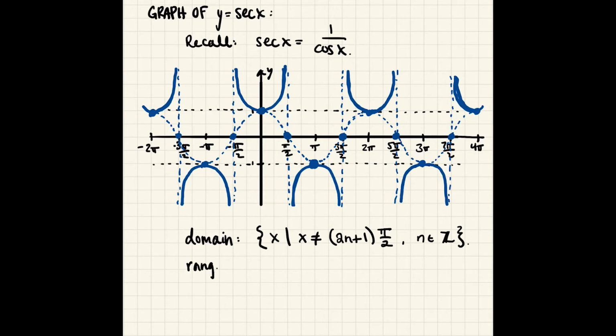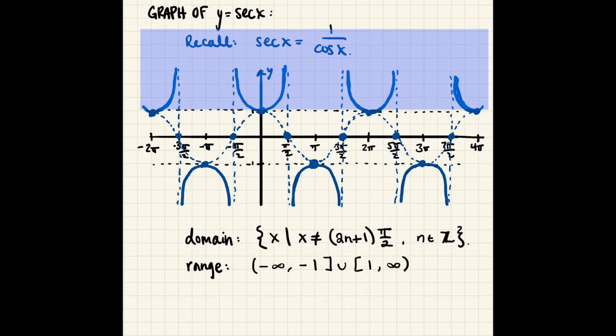Okay, and the range of this function, again, that's the set of all the y value outputs. Once again, we can see that it's all the real numbers except for the interval from -1 to +1. So we would write that as all the numbers from -infinity to -1, including -1, union 1 to infinity.